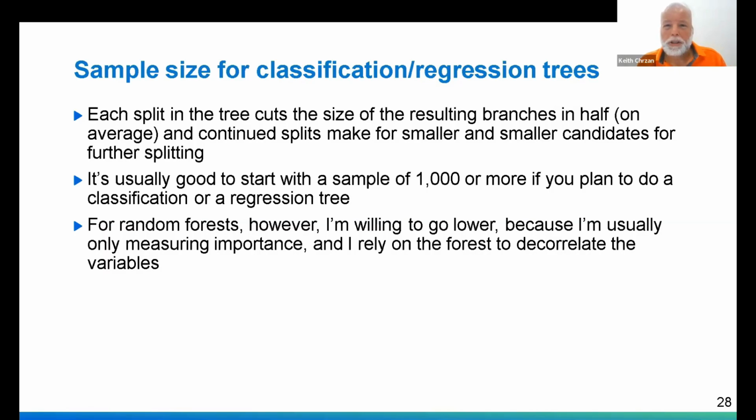A lot of times, though, I'm not just running trees so that I can have a nice visualization of my model. I really just want to run an importance analysis. And in that case, I'm probably running random forests, which are going to be hundreds or thousands of trees. And in that case, I'm willing to go lower on my sample size if I'm measuring importance, because I'm relying on the forest to decorrelate my variables for me. So I'm usually comfortable going much smaller with a random forest.